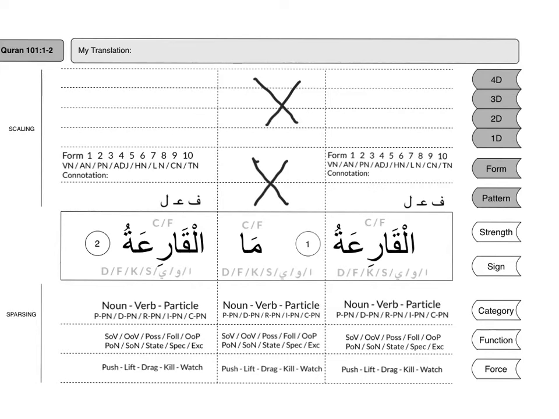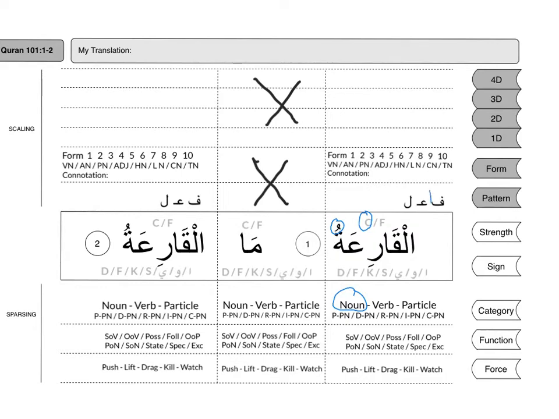So the category of the word would be a noun because of the al. Then the function of the word. We'll take the strength of the word: because it is a noun, therefore it's changeable, and the sign, any sign ending you see there, you just circle it. It is a dhamma here. Now let's go to the pattern.